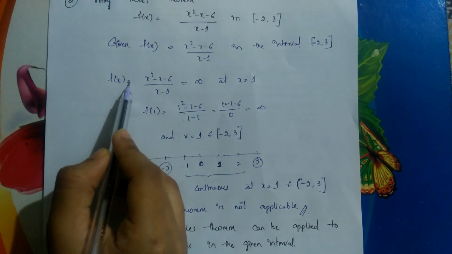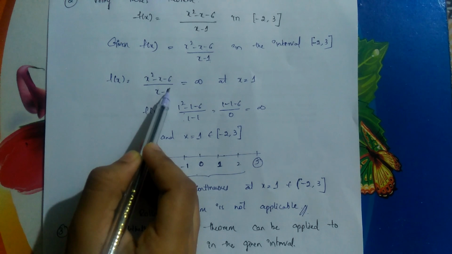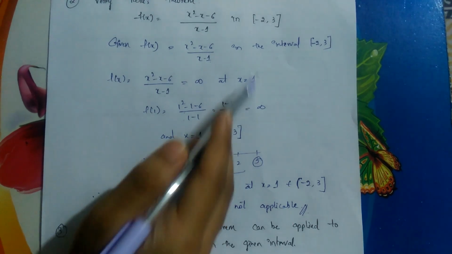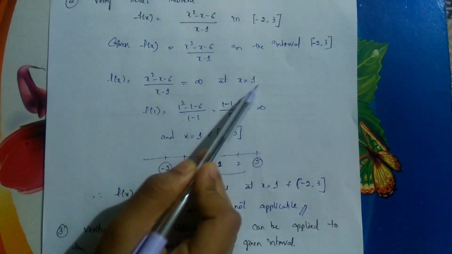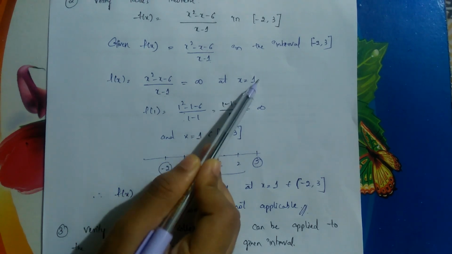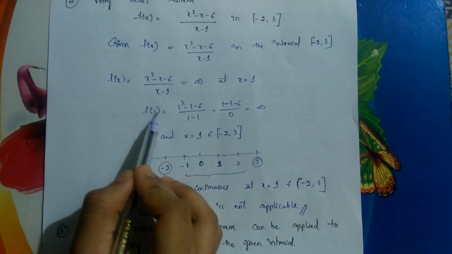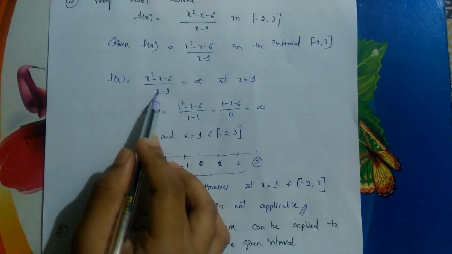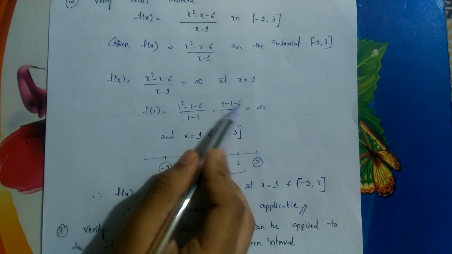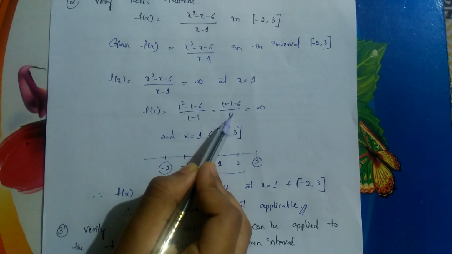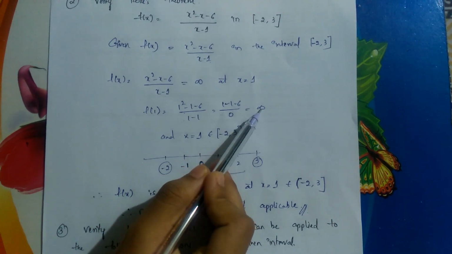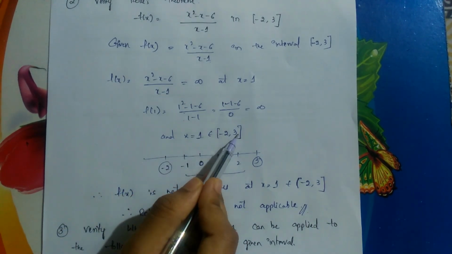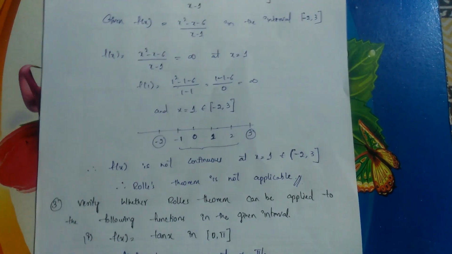First, f of x is equals to the function x square minus x minus 6 by x minus 1. This is equal to infinity at x is equals to 1. So in the interval minus 2, 3, there exists an integer 1 also, and when we substitute this 1 in the place of x, so that is f of 1 is equal to 1 square minus 1 minus 6 by, in the denominator we have x minus 1, that is 1 minus 1, and that equals to 0. So when denominator is 0, you will get an infinite value, and x is equals to 1, that belongs to minus 2 comma 3. The interval is given minus 2 comma 3.